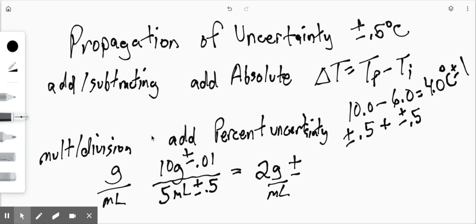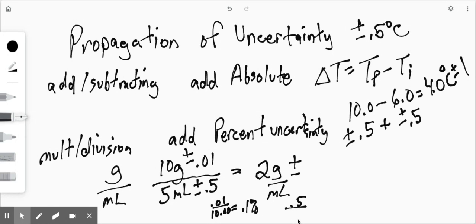Let's go back to the rule. You add the percent uncertainties. Okay, well, this is not percent uncertainty, so I can't add this to this. This is absolute uncertainty. So what I have to do is go back and do those calculations for percent uncertainty. So for mass, it's 0.01, the absolute uncertainty of this measurement, divided by this measurement, which was 10, which gives 0.1%. And I'm going to add that to the percent uncertainty for this measurement right here, which would be plus or minus 0.5.